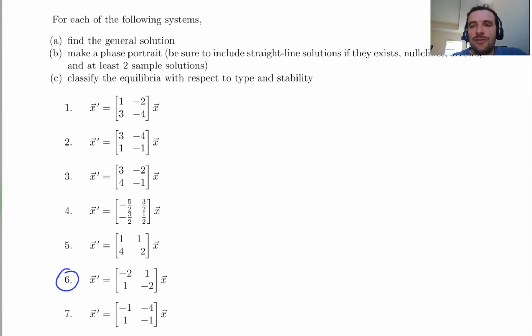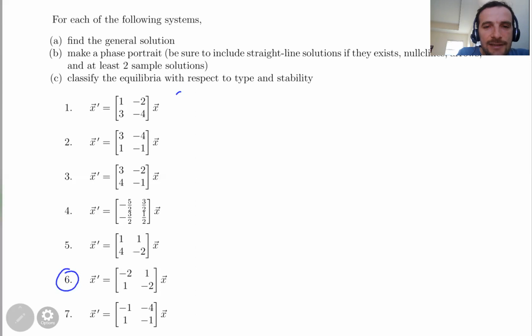But you will see in your test how to make a phase portrait of the case where we have 2 distinct real eigenvalues. And number 6 is actually one of those cases. So in this case, we have 2 distinct eigenvalues. Anyway, let's do it.